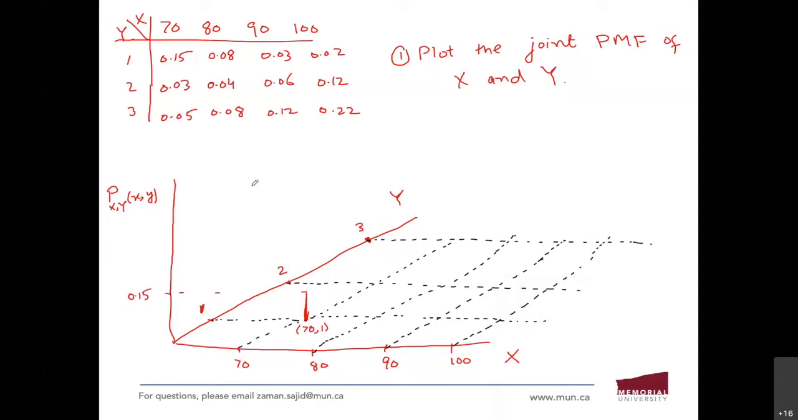Now let's go to the next point. It says x is equal to 80 and y is equal to 1. So x is equal to 80 and y is equal to 1 is this point here. This is my 80 and y is equal to 1. Now at this point, the height should be 0.08. So because this is the height of my 0.15, it should be lower than the height of 0.15. So I just draw a little bit here. So this height is 0.08. So I'll write down here, let's say.